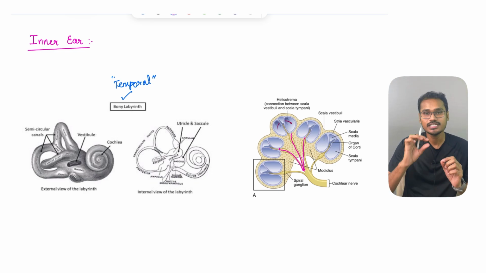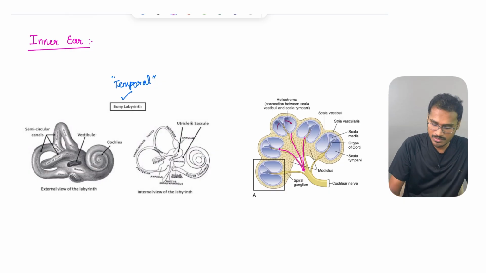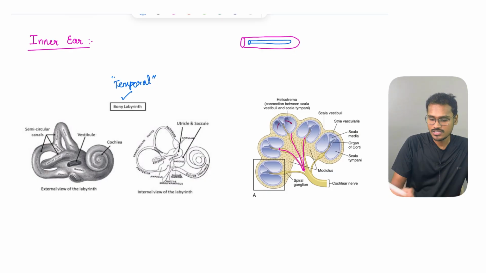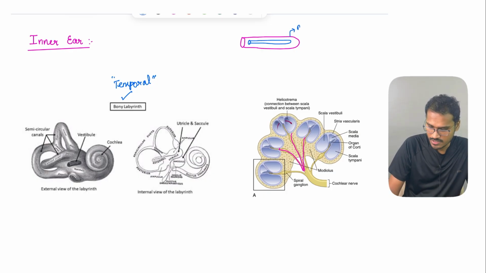Inside that bony structure, there are tubes. Suppose, for example, you are in a housing; you can assume this part as the rigid tube, and inside the rigid tube there is another tube present here. This rigid tube is the bone, and these inner tubes are called the membranous labyrinth.